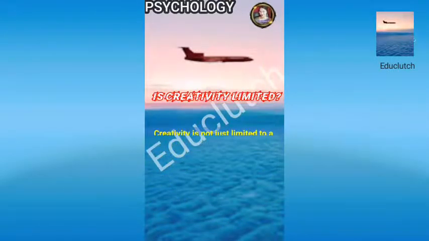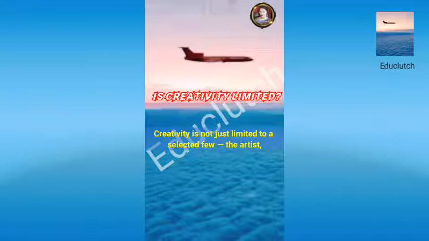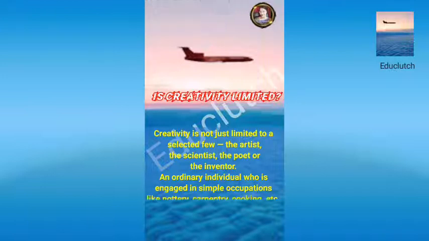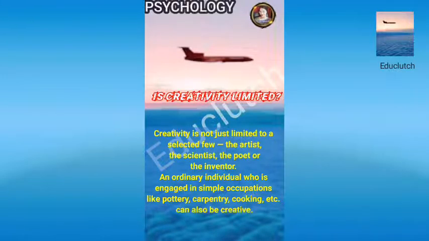Creativity is not just limited to a selected few: the artist, the scientist, the poet, or the inventor. An ordinary individual who is engaged in simple occupations like pottery, carpentry, cooking, etc. can also be creative.